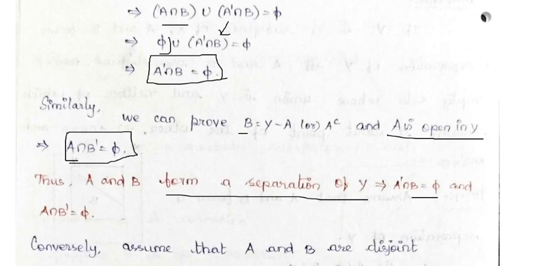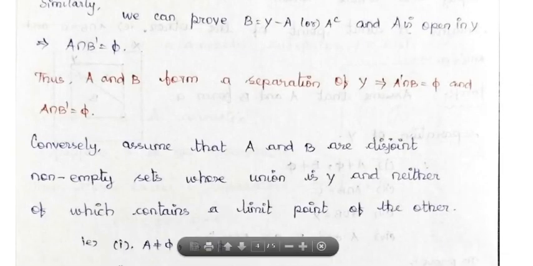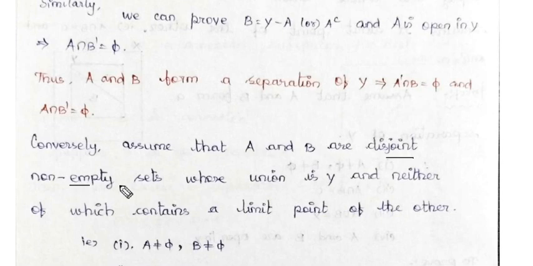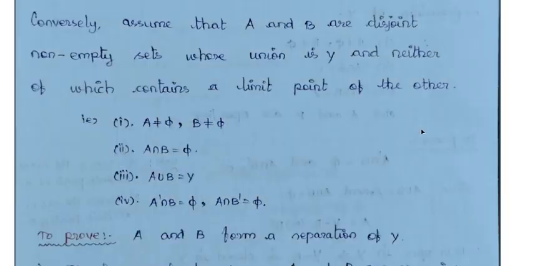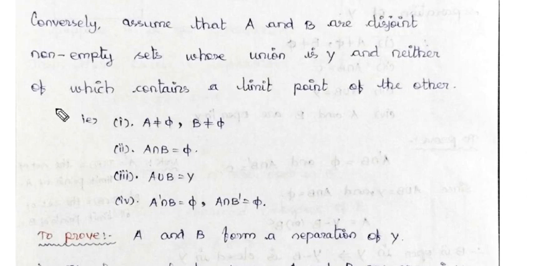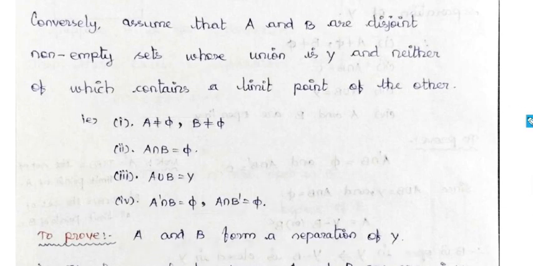Now we prove the second part. What is the second part? Conversely, assume that A and B are disjoint non-empty sets whose union is Y, and that is, A dash intersection B equals empty and A intersection B dash equals empty. This is the hypothesis part. We want to prove that A and B form a separation.